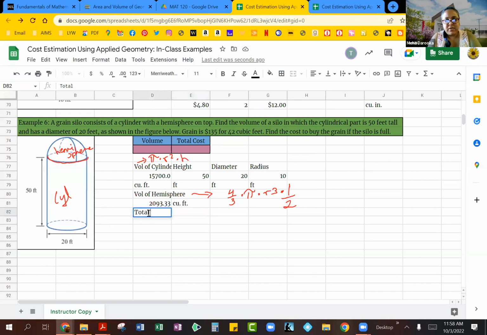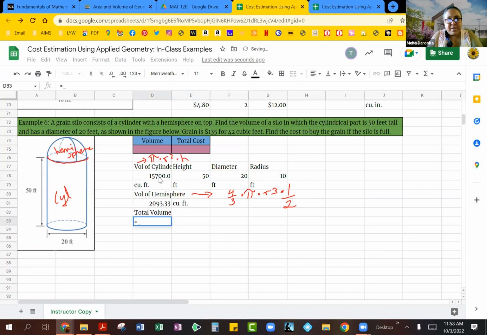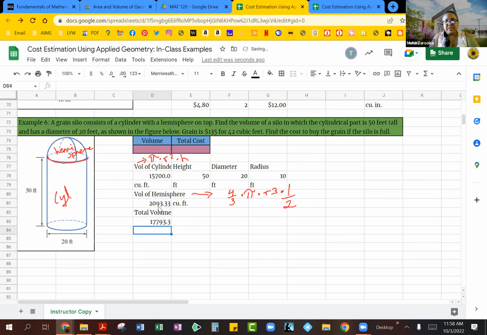And you have already shared your total volume with me, but it's going to be basically taking the volume of the cylinder, adding the volume of the hemisphere to it. And as you can imagine, that comes out to be 17,793 point, and I'm going to leave this at 2 decimal places. Okay, so we know what the capacity of our grain silo is. So now they're telling us, and I'm just going to call this a bag, if your bag of grain has 42 cubic feet in it, well, how many bags are we going to need?